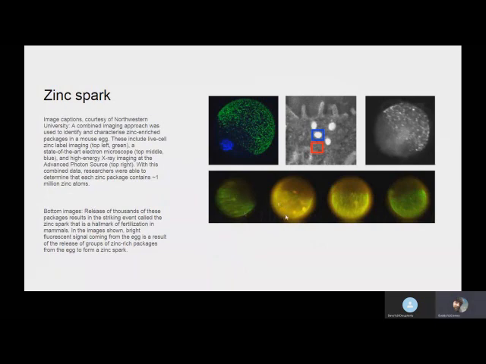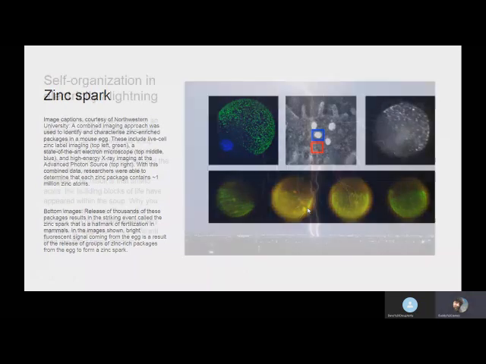The bottom images: release of thousands of these packages results in a striking event called the zinc spark. That is a hallmark of fertilization in mammals. In the images shown, bright fluorescent signal comes from the egg as a result of the release of a group of zinc-rich packages from the egg to form the zinc spark.